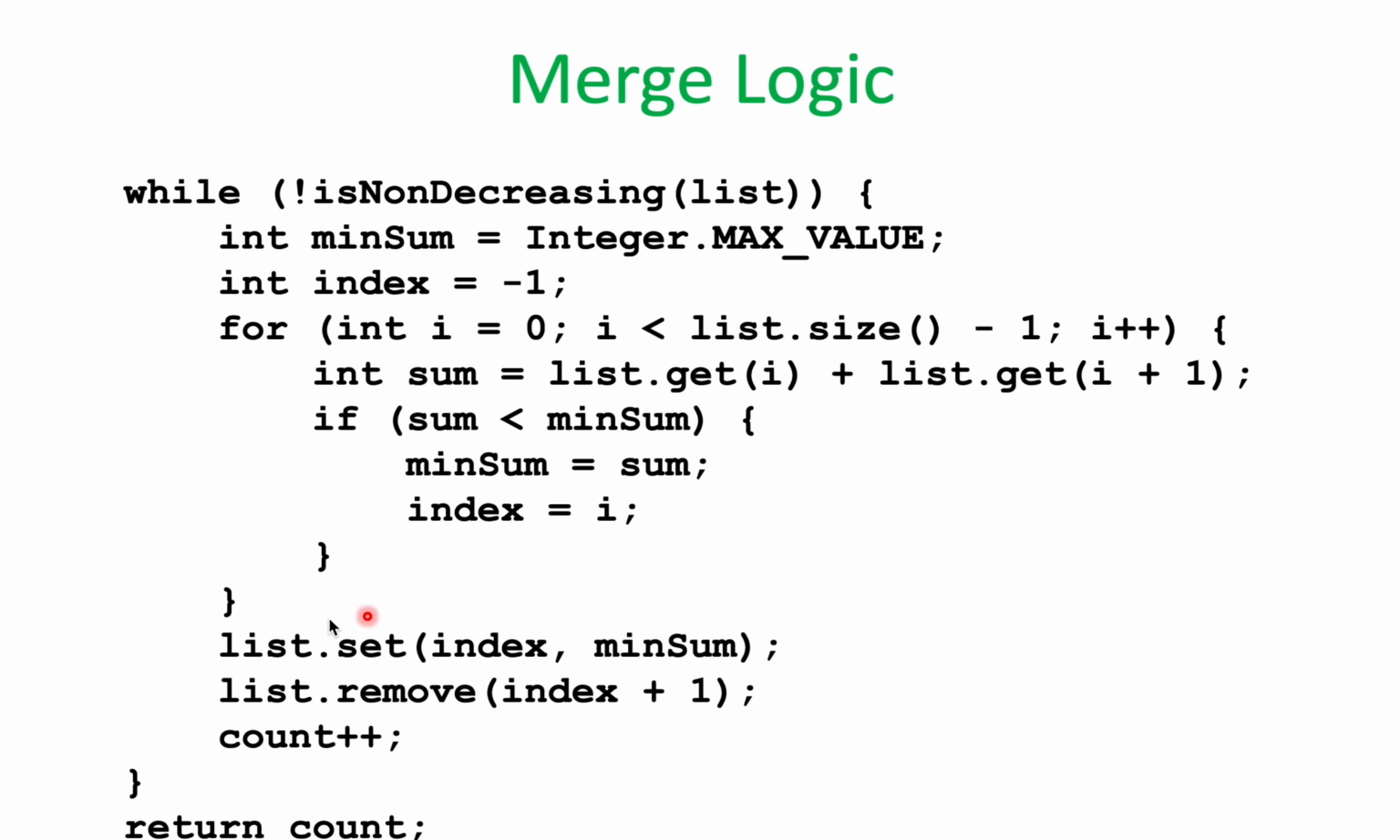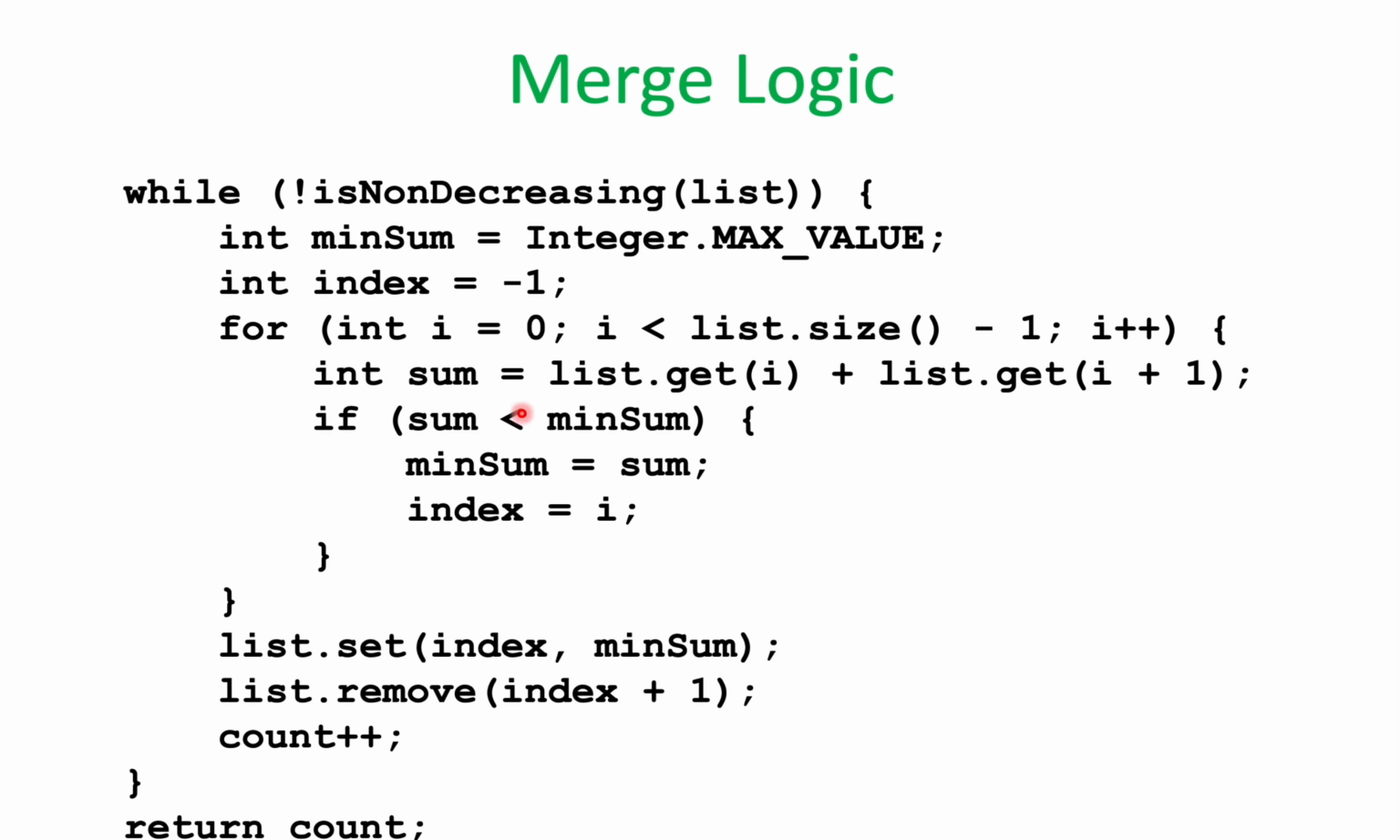Okay, so this loop is just to get the two values, two elements. We'll find the sum, check if sum is less than min sum, and update the min sum, so the integer max value will get updated by the sum, and we will update our index. These things will keep happening. And then we will do list.set at this index, where we'll set the min value. We replace that index value, and list.remove(index + 1) we will remove, because the last value we have to remove.